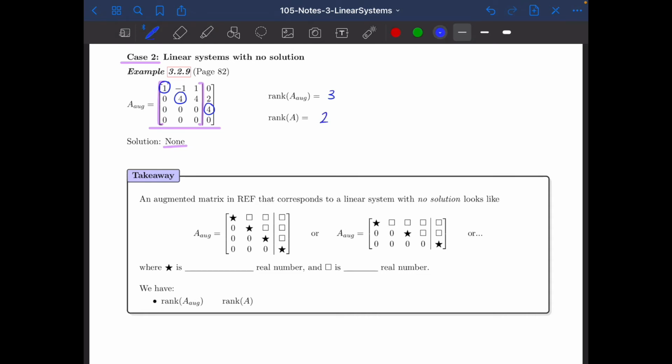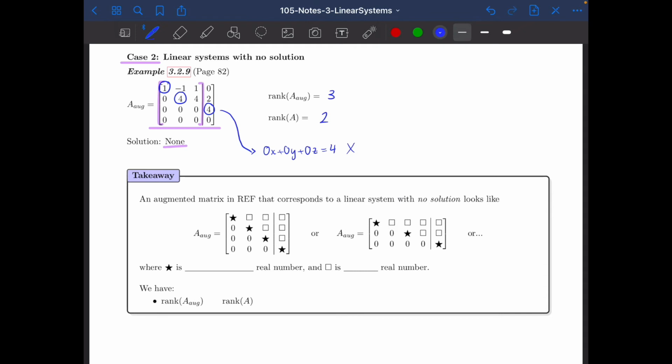So we see that the rank of the coefficient matrix is not equal to the rank of the augmented matrix. Now remember that we were able to conclude that the corresponding linear system was inconsistent because this third row in the augmented matrix gives us the equation 0x plus 0y plus 0z equals 4, which is inconsistent. 0 is not equal to 4.